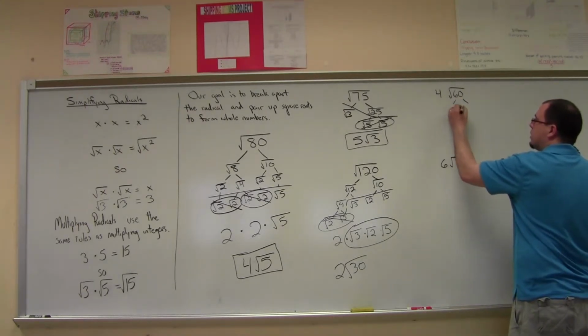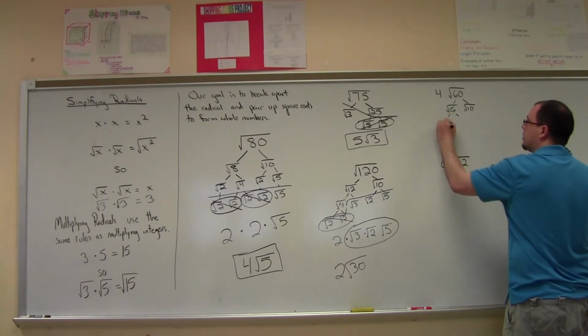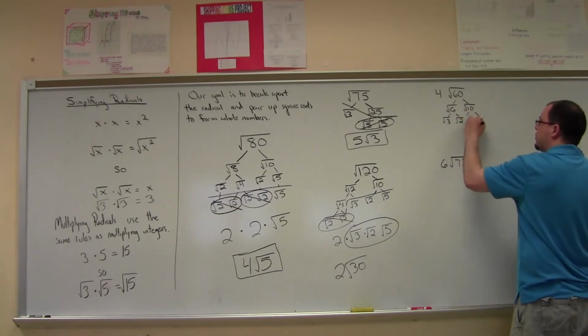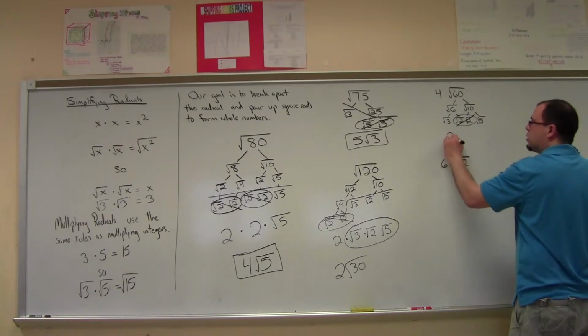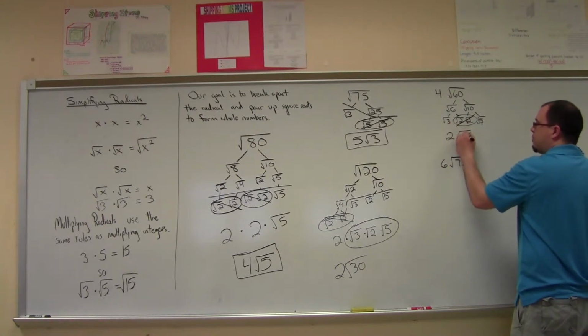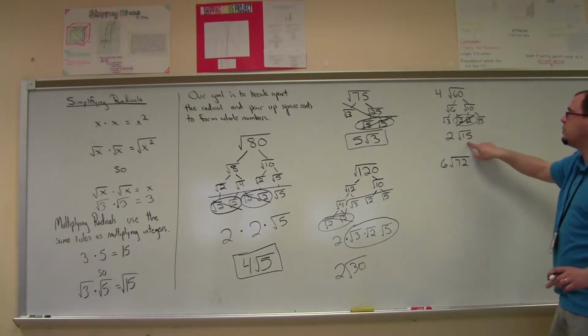We're going to break down 6 and 10. 6 breaks down to 2 and 3. 10 breaks down to 2 and 5. You'll notice the square root of 2 and the square root of 2 will become a whole 2. Radical 3 and radical 5 are left behind. They'll multiply together to get radical 15. So the square root of 60 is going to be 2 radical 15.